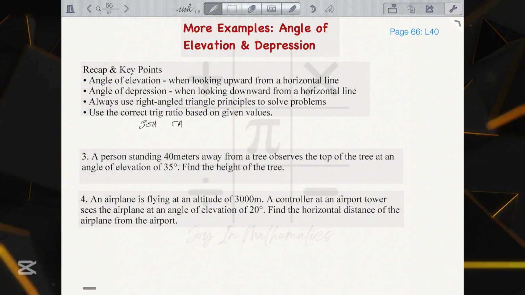SOH CAH TOA. Now let's solve together these questions.